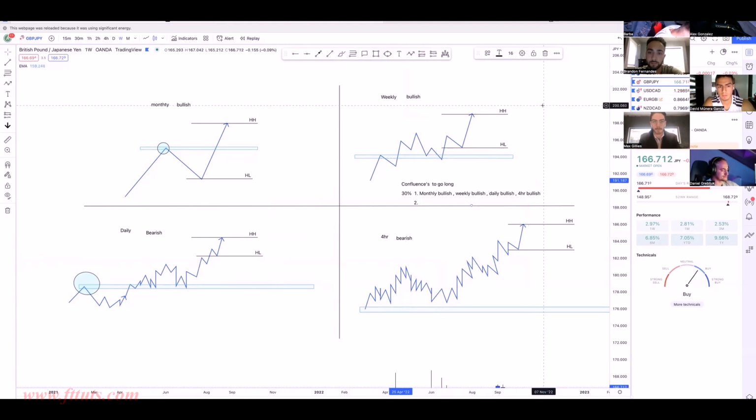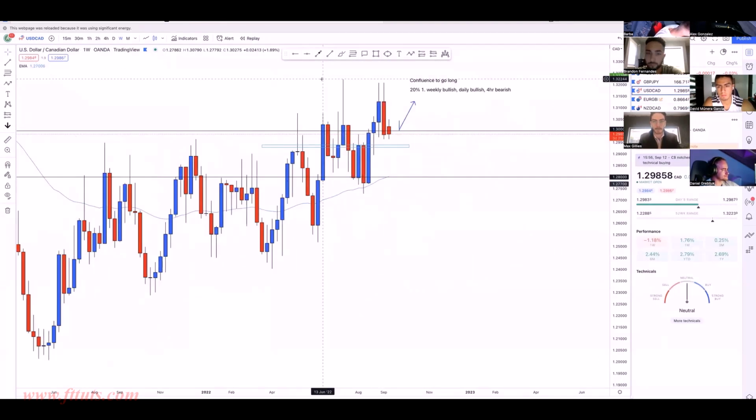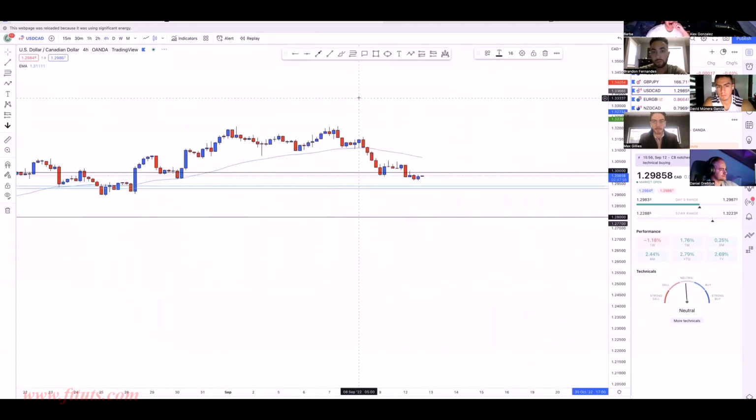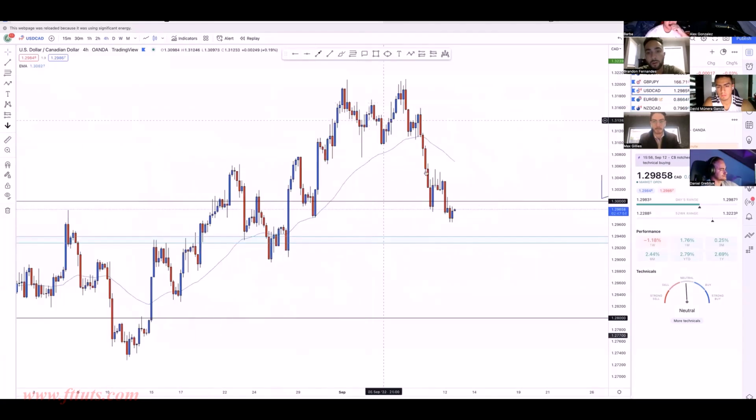So to get a little bit sidetracked, if you were to go to USD CAD, we have a 20% as of right now because the 4 hour is bearish. By the way, if you guys go watch yesterday's recording, this scenario happened exactly as yesterday's scenario. You guys remember yesterday how I put 2 different possibilities.